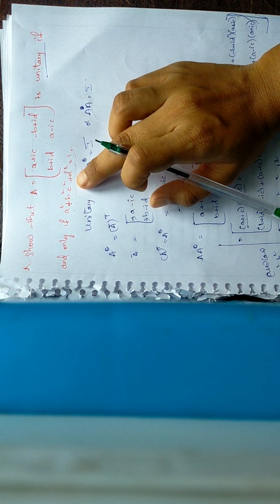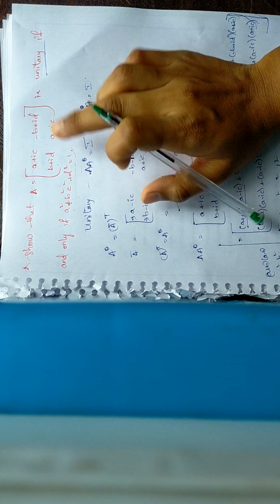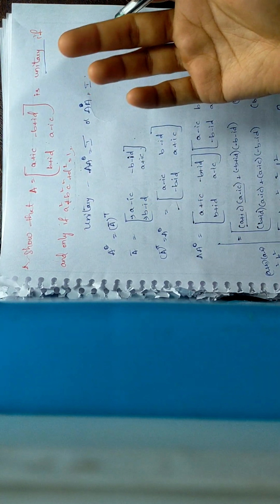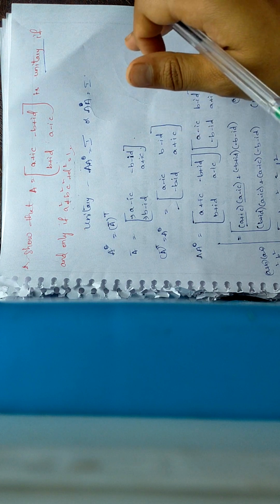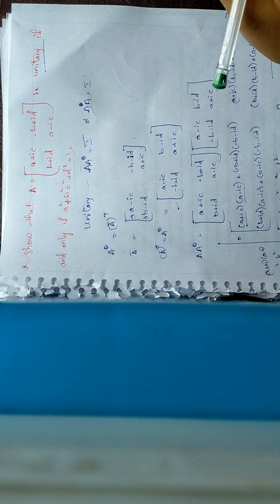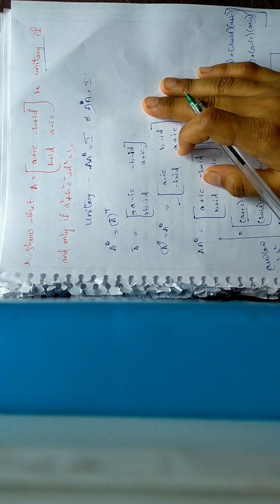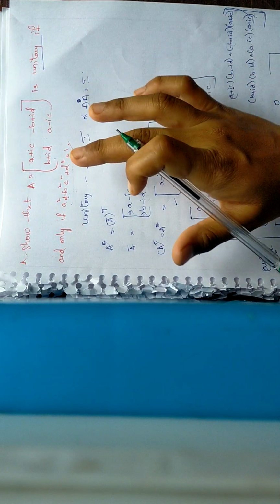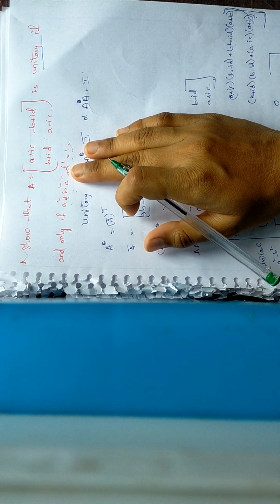If a square plus b square plus c square plus d square, all these values, are not equal to 1, for example if I take 2, then it is not the identity matrix. So the only possible condition is that this value should be equal to 1.